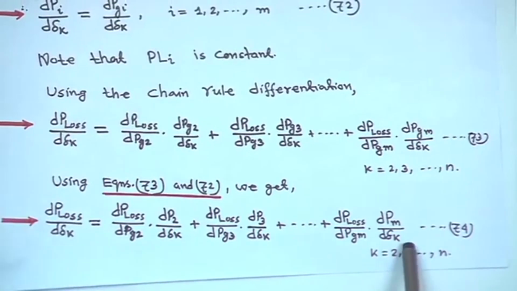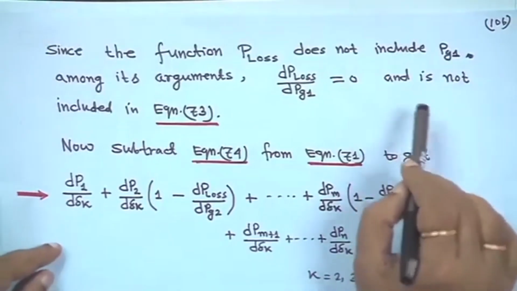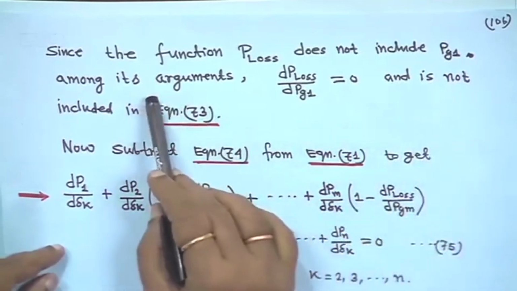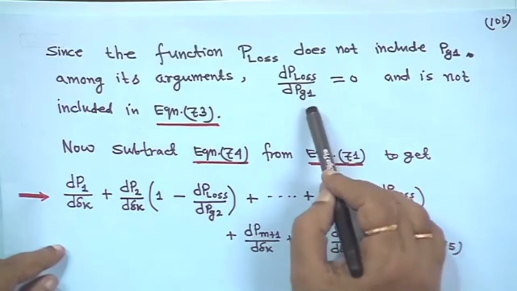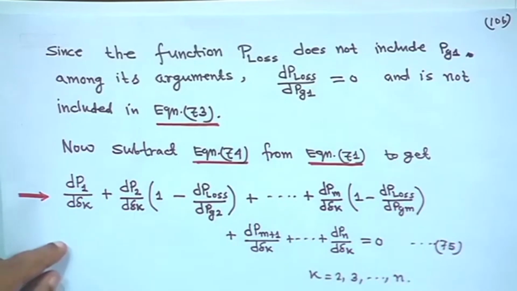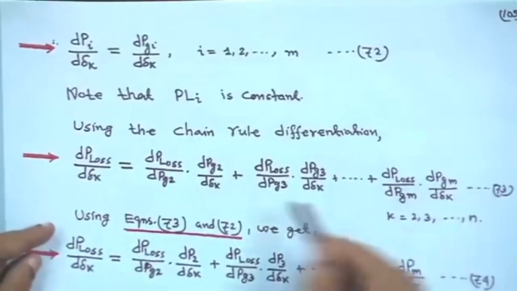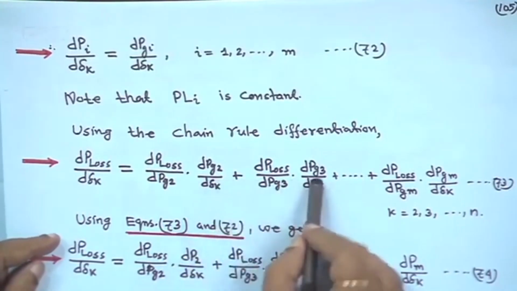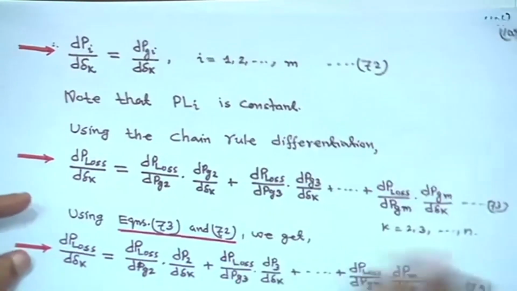This is using the chain rule of differentiation. Next, since the function P loss does not include Pg1 among its arguments, because P loss is a function of Pg2, Pg3 up to Pgm, therefore delta P loss upon delta Pg1 is equal to 0 and it is not included in equation 73. That is why we have taken the derivative only with respect to Pg2, Pg3 up to Pgm.